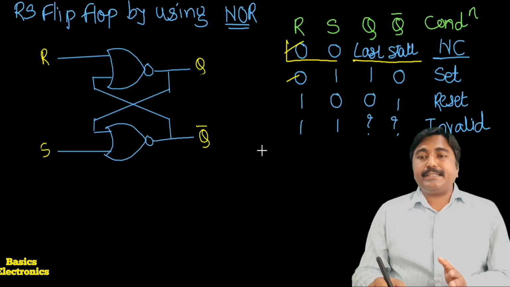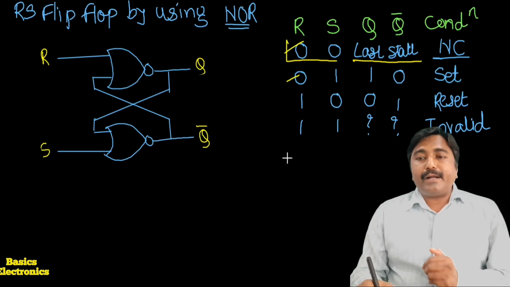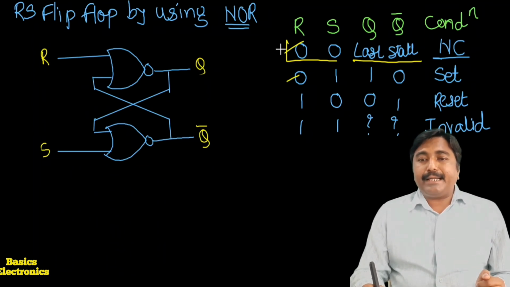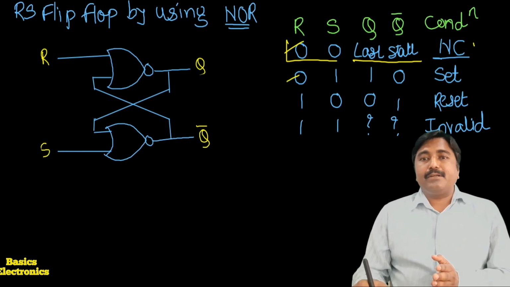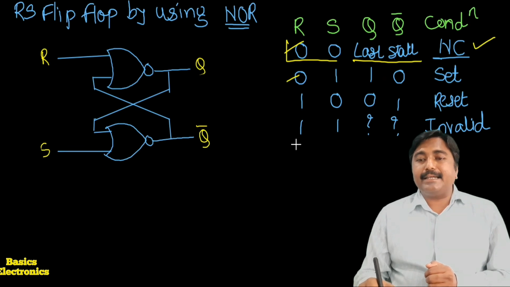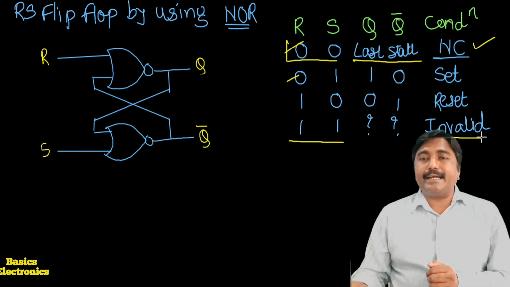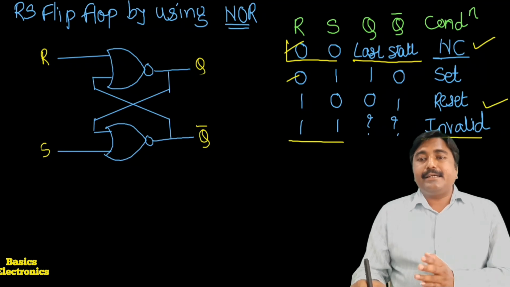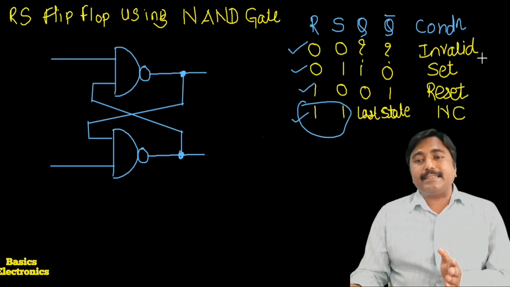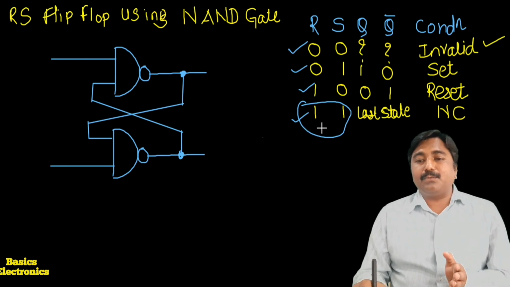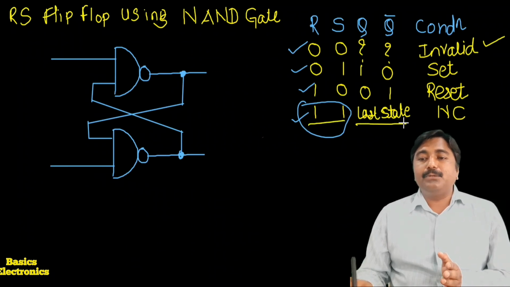For that, once again we go to the NOR gate flip-flop truth table and the NAND gate flip-flop truth table. So this is the table of the NOR gate flip-flop. In the NOR gate flip-flop, when R is equal to 0, S is equal to 0, at that time there is the no change condition, and when R is equal to 1, S is equal to 1, there is an invalid condition. In the NAND gate flip-flop we get the opposite. When R is equal to 0, S is equal to 0, there is an invalid condition, and when R is equal to 1, S is equal to 1, there is a no change condition.